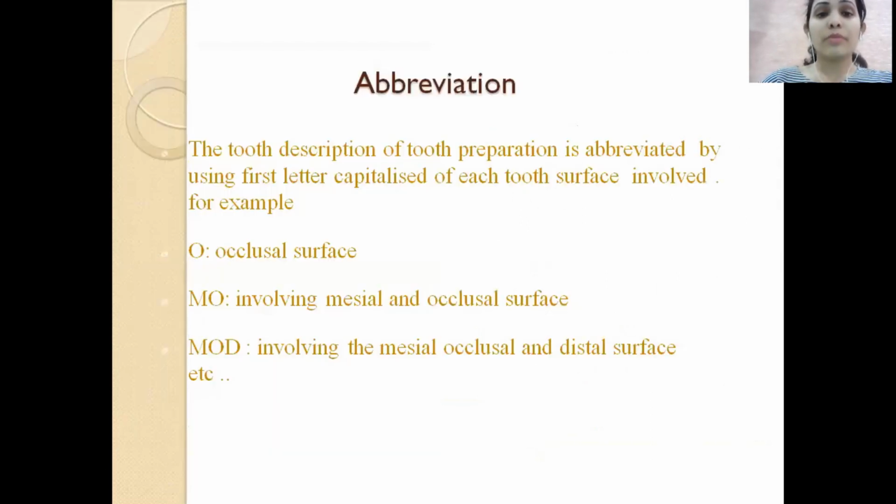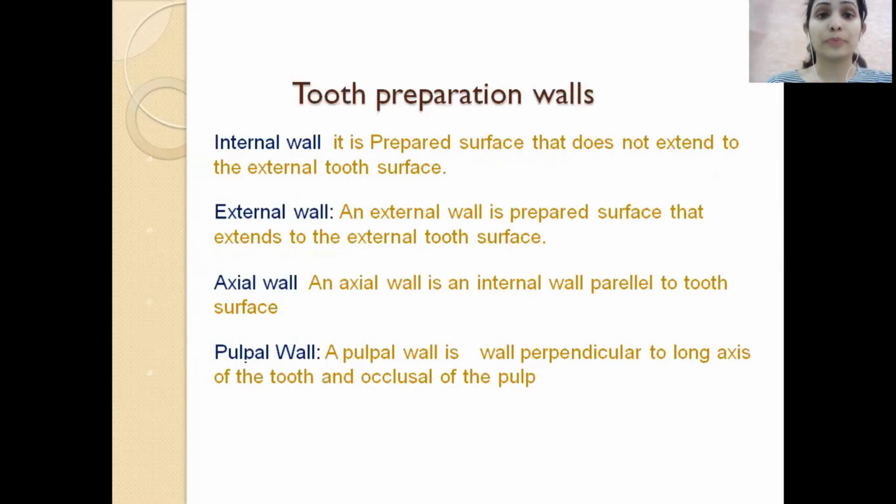The abbreviations used in this chapter: the tooth description of a tooth preparation is abbreviated by using the first letter, capitalized, of each tooth surface involved. For example, if you have to denote the occlusal surface, you will mention O. If you have to denote mesial and occlusal surfaces, that is any cavity involving both surfaces, you will denote it as MO. And if it is involving mesial, occlusal and distal, you will denote it as MOD.